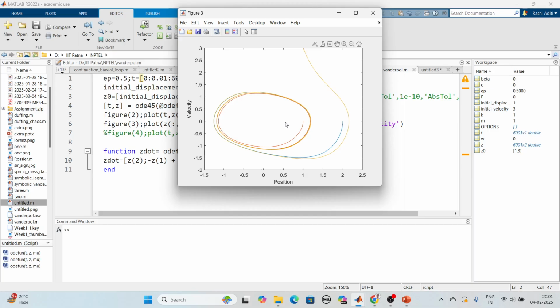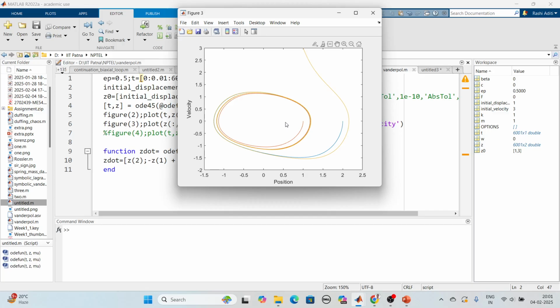My transient response is changing, but my steady state response is the same. It is the same phase plot, right? Why? Because this is a limit cycle. For this system, there is an isolated stable periodic orbit, which means that in the phase plane, there is only one orbit which is stable, and it is isolated because there is only one orbit, for this parameter value set.